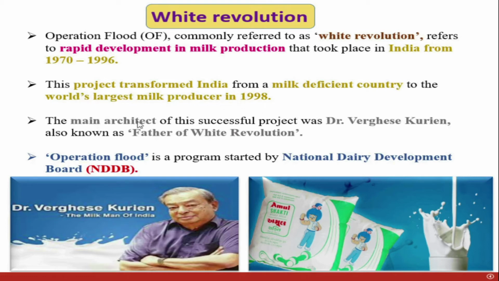Who did this? The main architect of this successful project was Dr. Varghese Kurian, also known as the father of the White Revolution. This operation was started by NDDB, the National Dairy Development Board. Dr. Varghese Kurian is also known as the Milkman of India. Who is called the Milkman of India? Dr. Varghese Kurian.